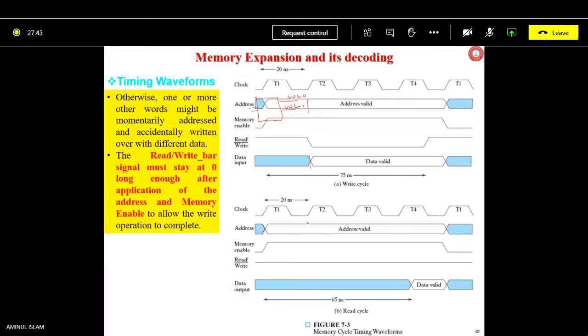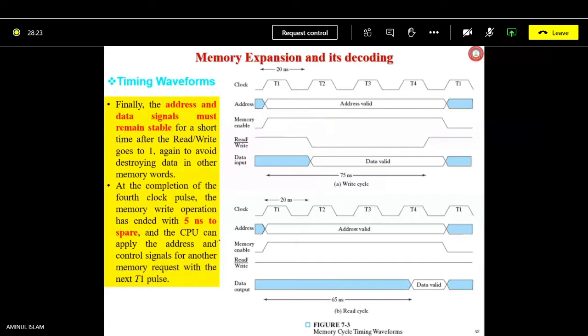That select line is going to be connected to a particular bit cell. We have seen, so same thing will happen. It has to go first to the memory, then valid data will be available there for the writing operation. The read-write bar signal must stay at 0 long enough after application of the address and memory enable. Address is this one, memory enable this one. So this read-write should be kept low for a long time, so that the write operation is completed.